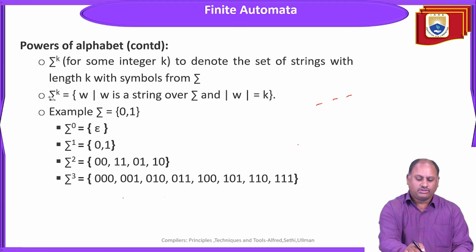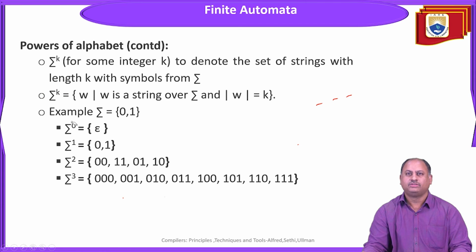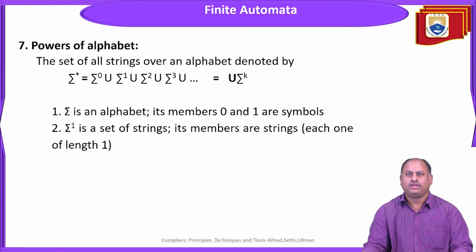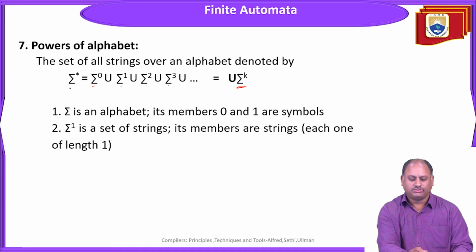Here it denotes the set of strings that is to be denoted. Powers of alphabet that were calculated previously: sigma power 0 is epsilon, sigma power 1, sigma power 2 is sigma followed by sigma, sigma power 3 is sigma square dot sigma, sigma power 4 is sigma power 3 dot sigma, like that sigma power k, where k equals 0, 1, 2.